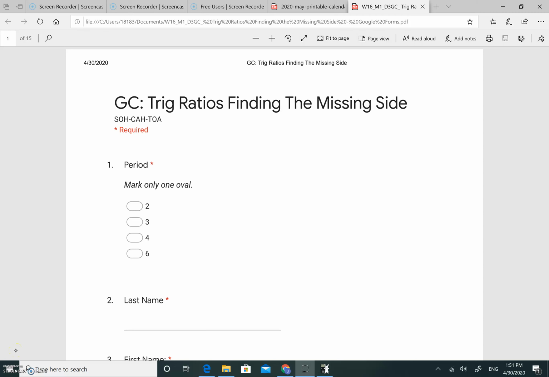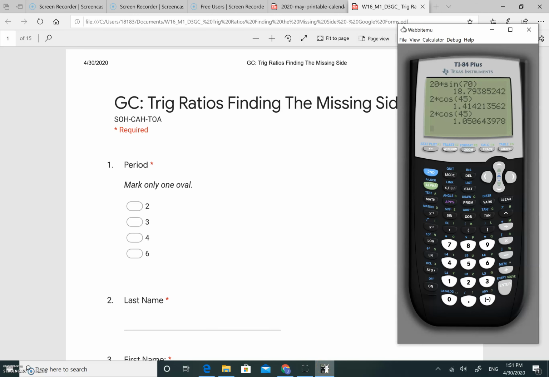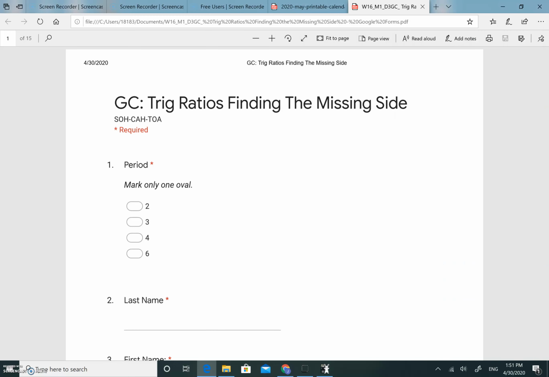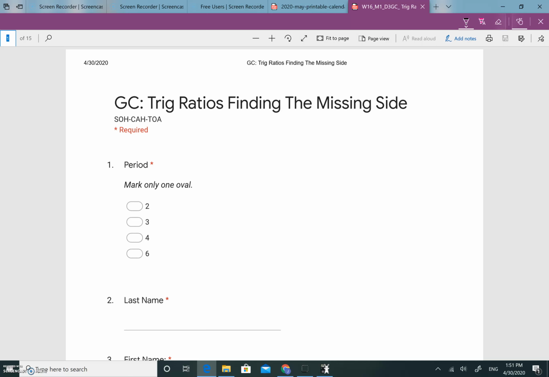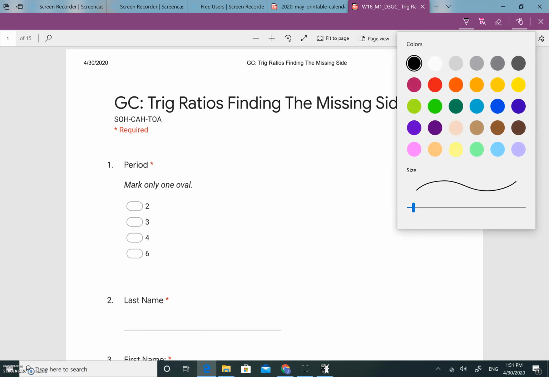Hello guys, in this video we're going to go over a couple of examples from your classwork. Before we get started, I want to make sure that you all know that you're going to be needing a calculator for this. There are a couple of calculators that I recommend. The one that I'll be using is the Wabyte MU, but you can also use one called Calculator X.